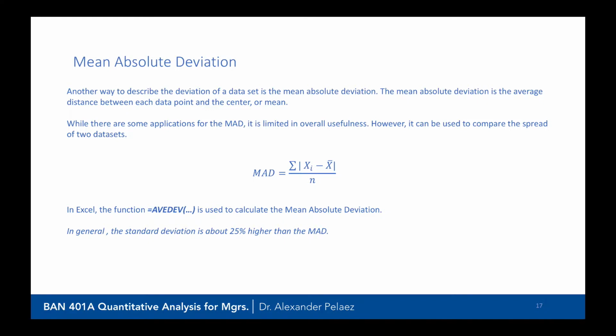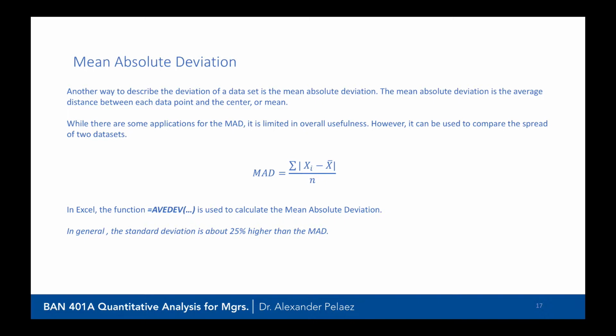Now, another term is the mean absolute deviation. The mean absolute deviation is another way to describe the data set, and it is basically the average distance between each data point. So we take the absolute value of the difference between each individual observation and x bar, which is the sample mean. We add them all together and we divide by n.